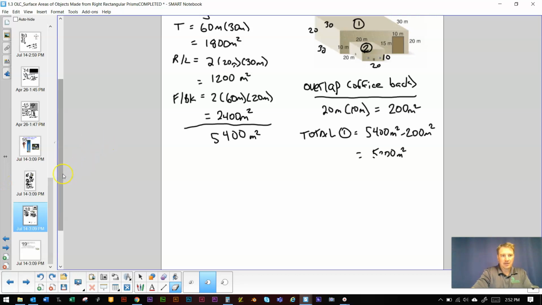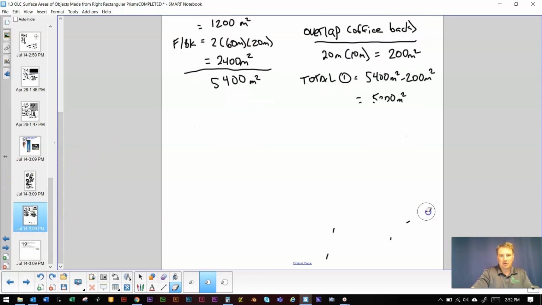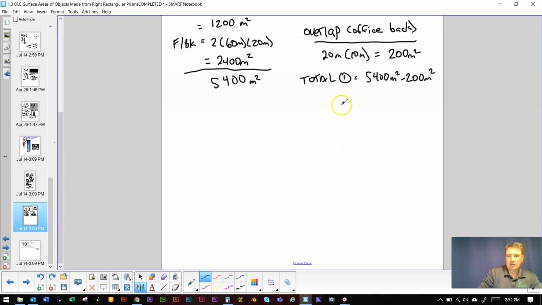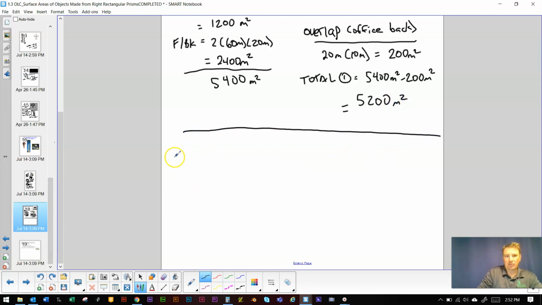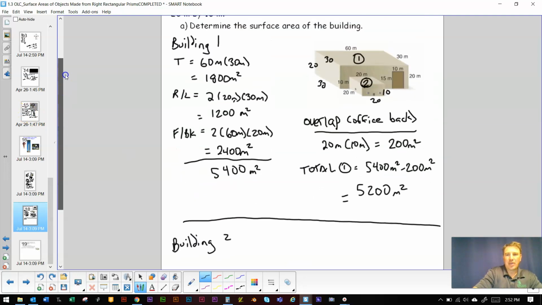Make sure I got nothing left before we talk about building 2. Okay, sorry, what did I have left here? 5,200 meters squared. Okay, so let's just draw a little separator here so we can deal with building 2. So this is building number 2, which is the office. Now, what do we have in the office?